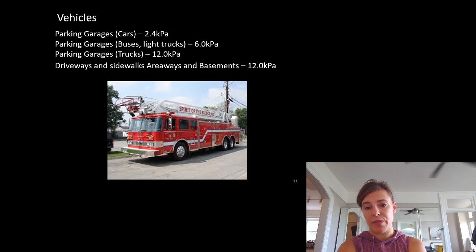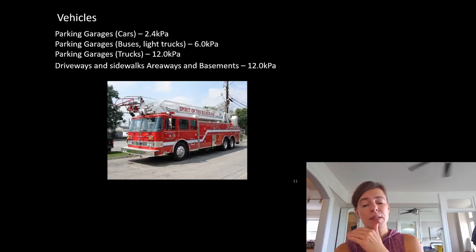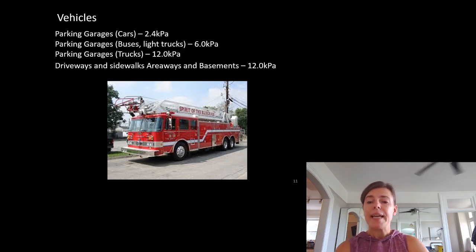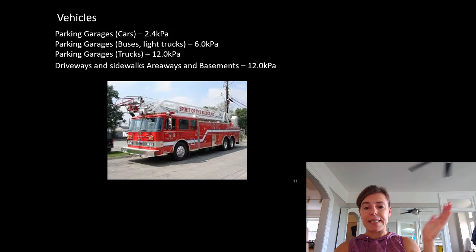Vehicles have very specific loadings, and they're surprisingly light. So a car is 2.4 kPa. You're probably thinking, that makes no sense. People have 4.8 kPa. The idea is that in spite of the fact that a car is very, very heavy, it's spread out over a relatively large area.